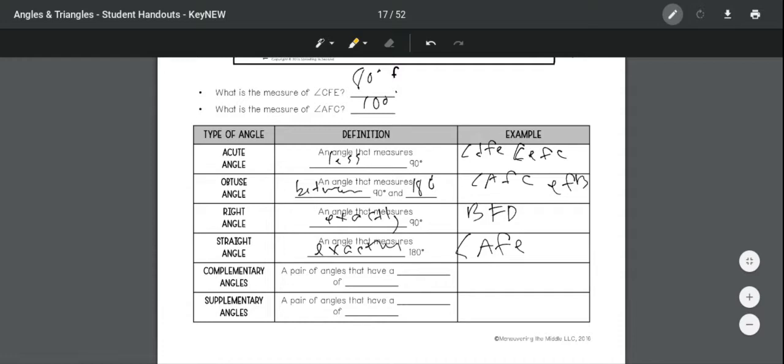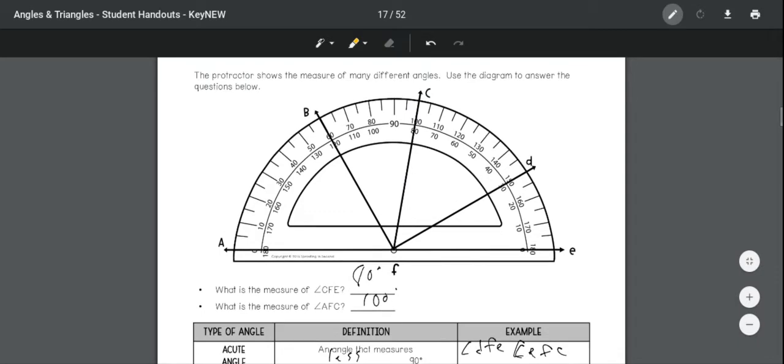Okay, to continue on, complementary angles are a pair of angles that have a sum of 90 degrees. So if you look back up at the drawing, you can see that, and the best way to do it is to just put all the degrees of the angles. So angle AFB would be 60 degrees. So I'm just going to write 60 in here.